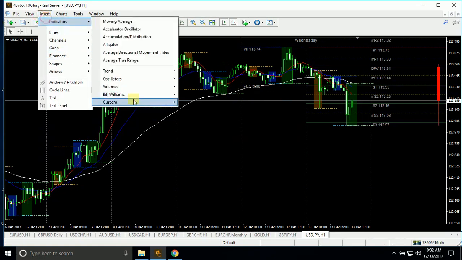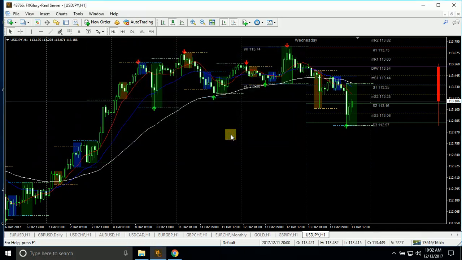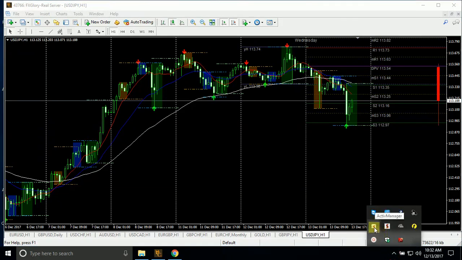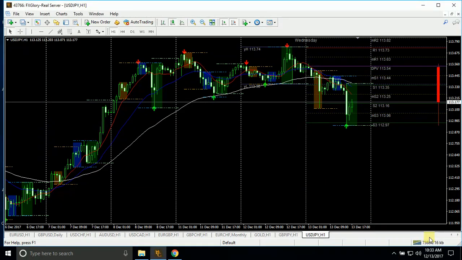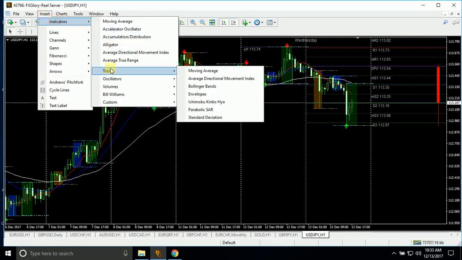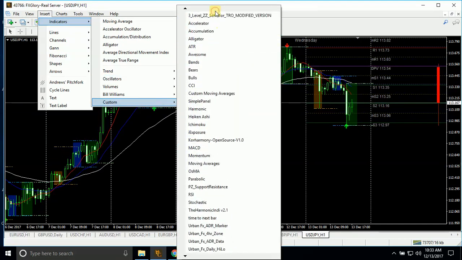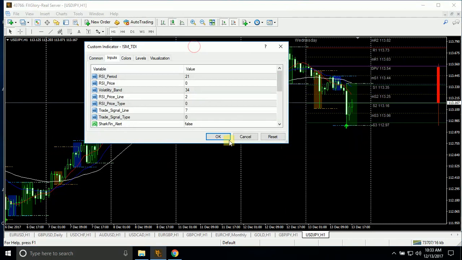And last but not least, what I've added are these signal arrows to help make it a little more easier for you all. And last but not least, let's go ahead and I'll also add this one in there for you guys. Let's add the RSI. I'm sorry, not the RSI. We're gonna add the TDI.